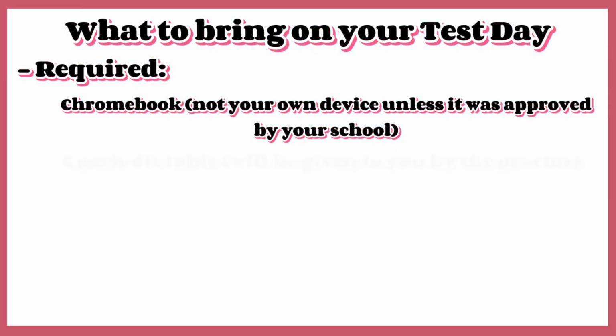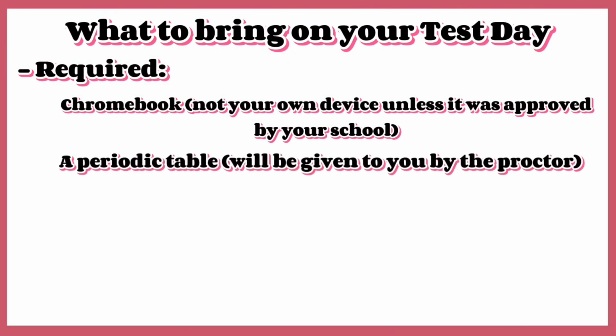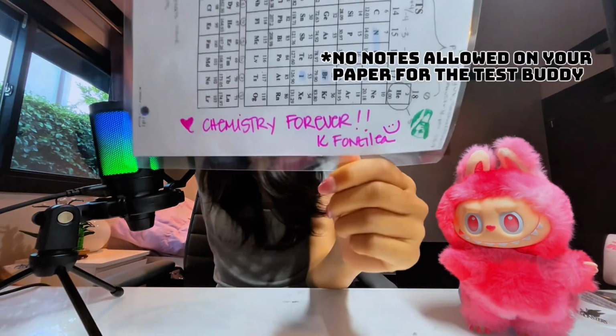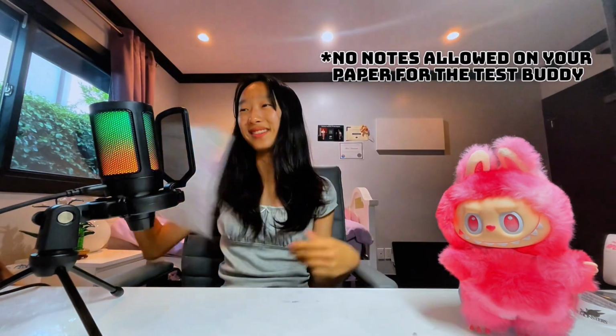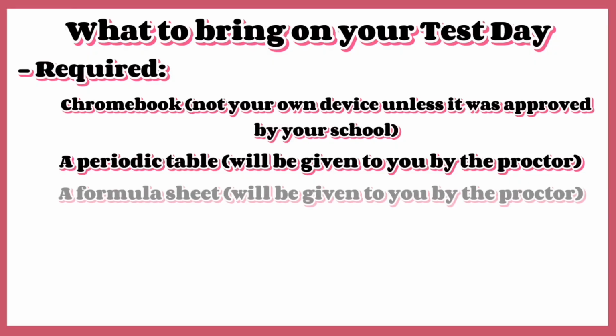You need a periodic table, which will be given to you during the test, like this laminated one with a little note on the bottom. That's right. You need a formula sheet, like this one. They will provide you this on the test.